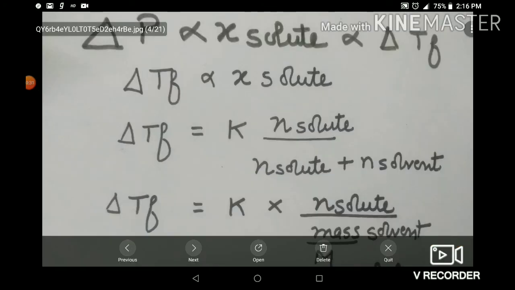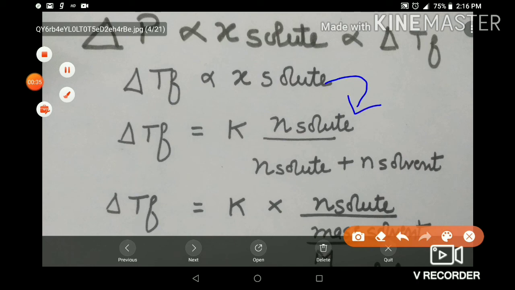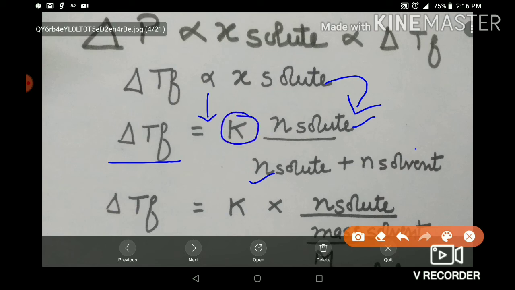Now writing the mole fraction of solute as number of moles of solute divided by number of moles of solute plus number of moles of solvent. So delta TF is equal to K, where K is the proportionality constant, times X of solute, which is N solute over N solute plus N solvent. Where the number of moles of solute is very small because the solution is dilute, we can neglect this term.